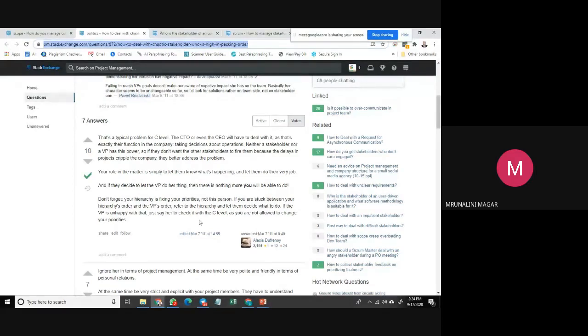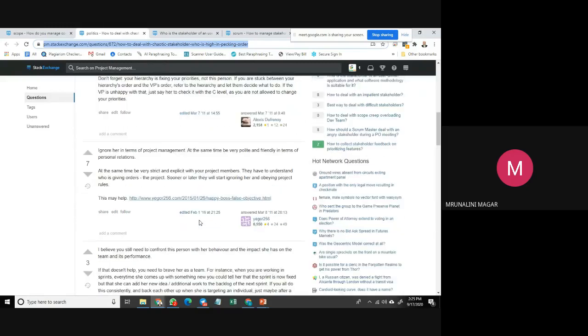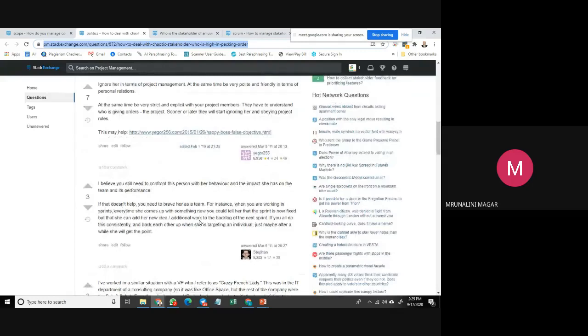So there's a suggestion where the person is saying that you should confront that lady, and you should tell her how her behavior is impacting the team and their performance. And even if it doesn't help, every time she brings up something new, you have to tell her that we should keep it in the backlog and do the thing which is in continuation, and all the team members should back each other up so that she doesn't target any individual. And maybe after some time, if this keeps on happening, when you all work as a team, maybe she'll get the point and she won't target someone.